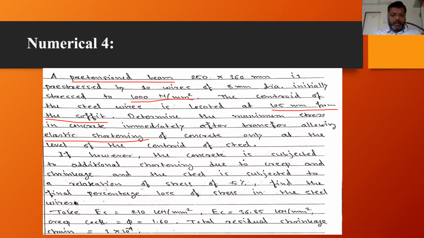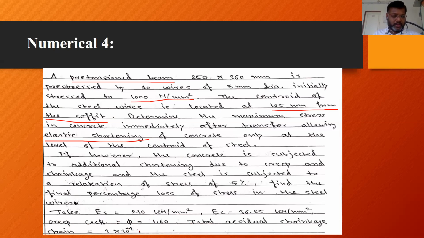If, however, the concrete is subjected to additional shortening due to creep and shrinkage, and the steel is subjected to a relaxation of stress of 5%, find the final percentage loss of stress in the steel wires. For that, take ES equals 210 kilonewton per mm square, EC equals 36.85 kilonewton per mm square. Creep coefficient phi is 1.6 or 1.60, and total residual shrinkage strain is equal to 3 into 10 raised to minus 4. Okay, so these values are given here now.